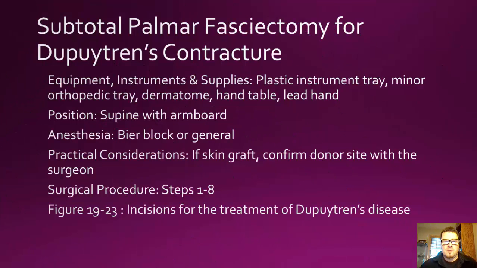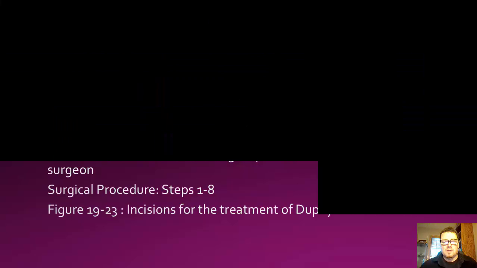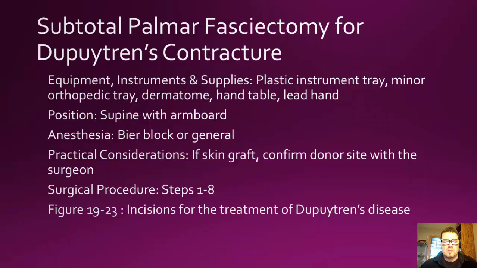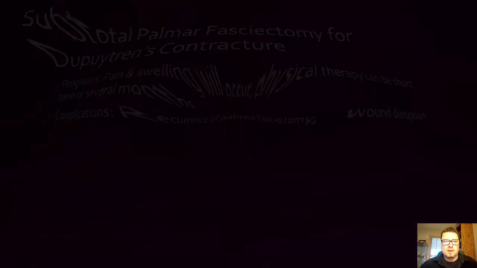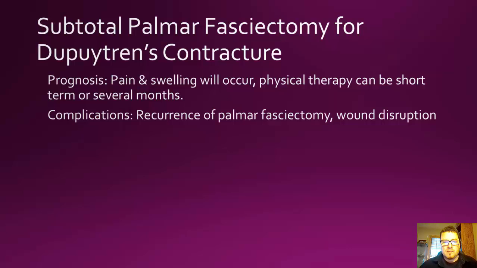It's going to be supine with an arm board, or sometimes there's a special table that slides into the OR table, called a hand table, and they will put the arm on that. If you're going to use a skin graft, make sure you confirm the donor site with the surgeon. Make sure you're getting that prepped in and draped in. Going to be a Bier block or a general, more than likely. There's your prognosis and possible complications.